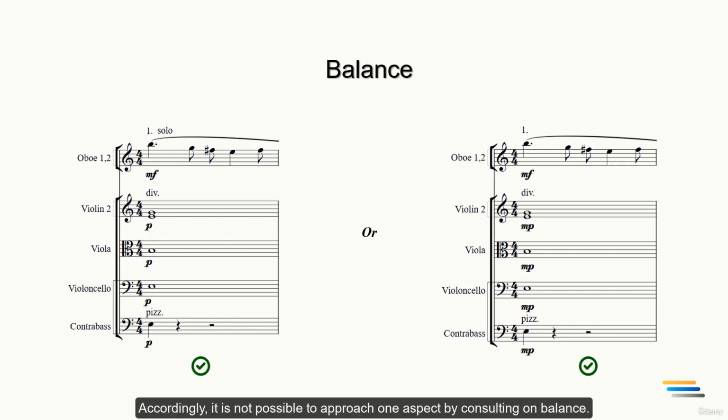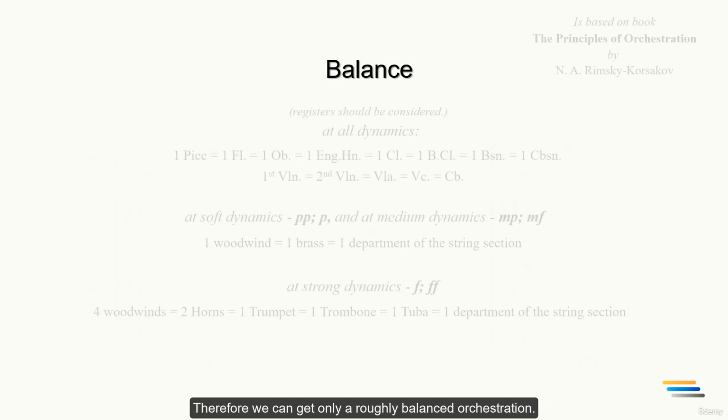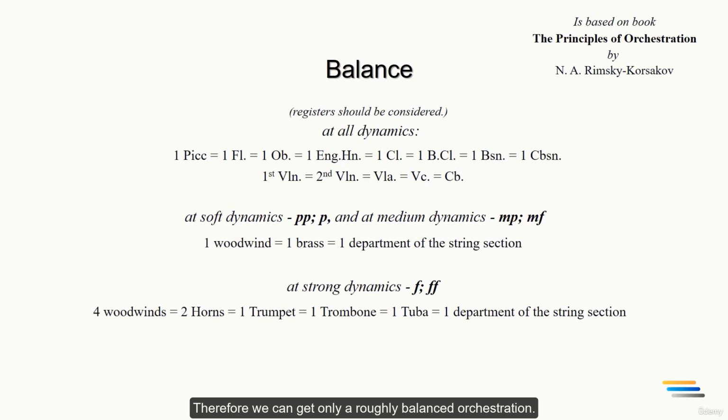Accordingly, it is not possible to approach one aspect by consulting on balance. A very interesting point is that long notes can overpower short notes. As you can see, it is impossible to get a specific balance formula. Therefore, we can get only a roughly balanced orchestration. This chart is an excerpt from The Principles of Orchestration book by Rimsky-Korsakov.